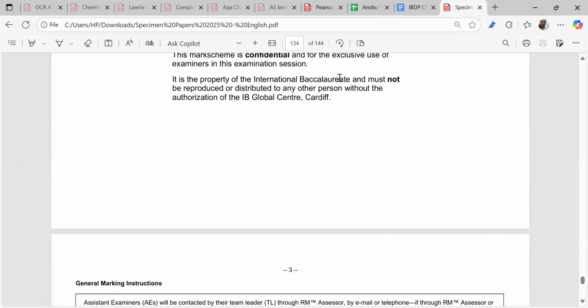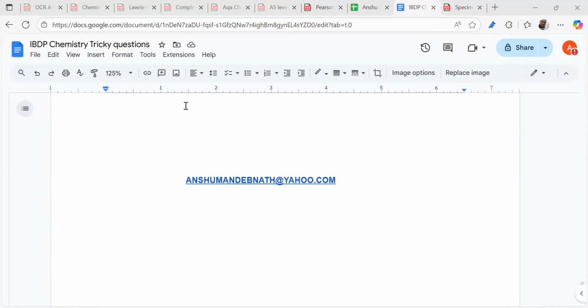This is very important: if you have to excel in the IB, make sure that the theory portion is done properly.